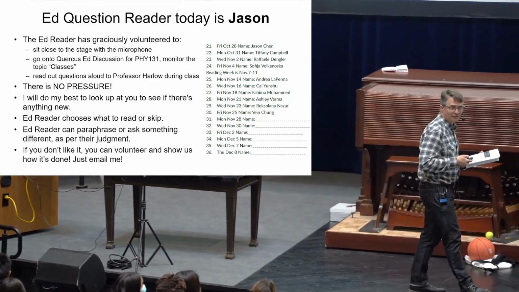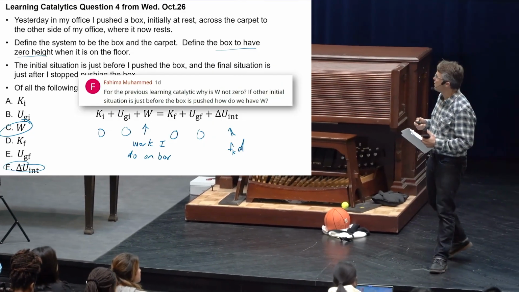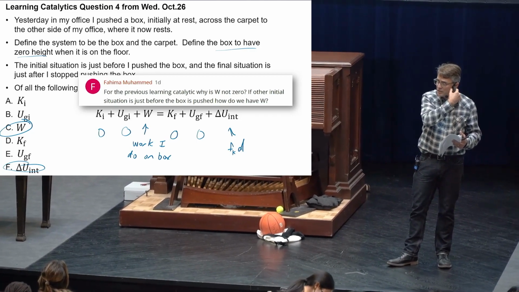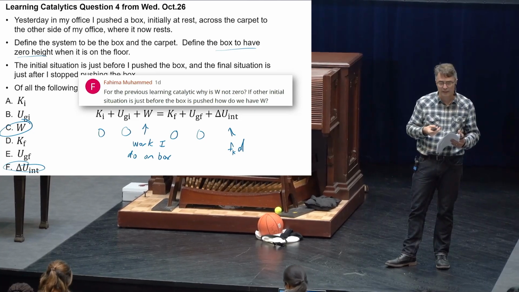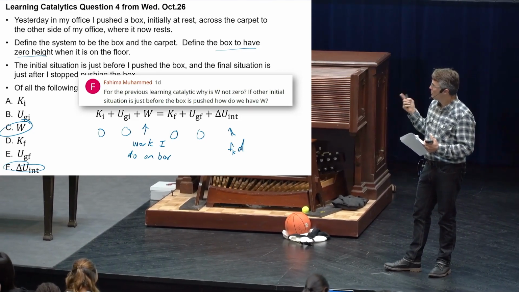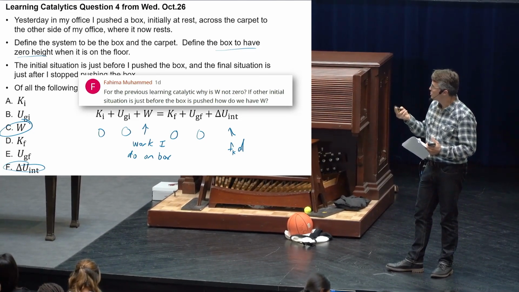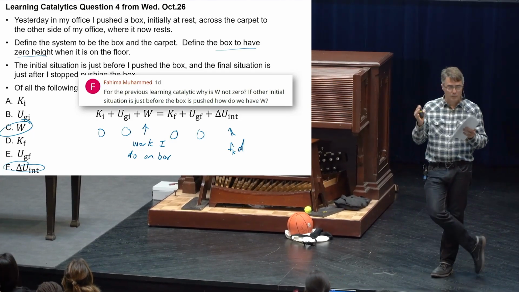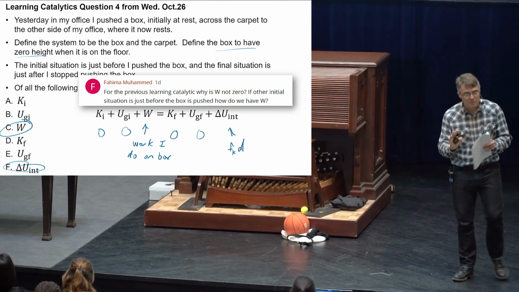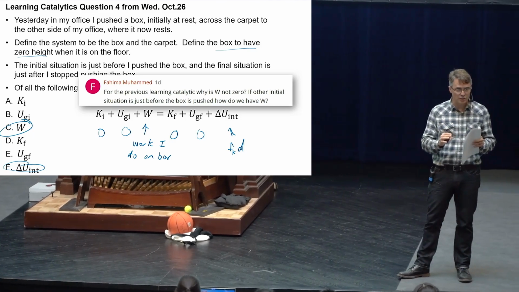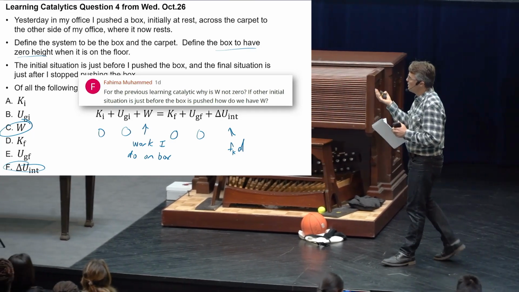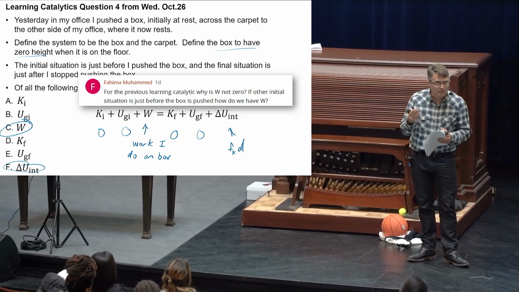Getting towards the end, definitely deep into the second half of this semester now. I wanted to start with the Ed discussion question that came in at the end of last time, which I didn't really answer properly because I didn't understand it at first. Remember this whole Learning Catalytics question? I pushed the box, and we were comparing two situations: the initial situation, just before I started pushing the box, to the final situation, just after. The question was, why is W not 0 if the initial situation is before the box is pushed?